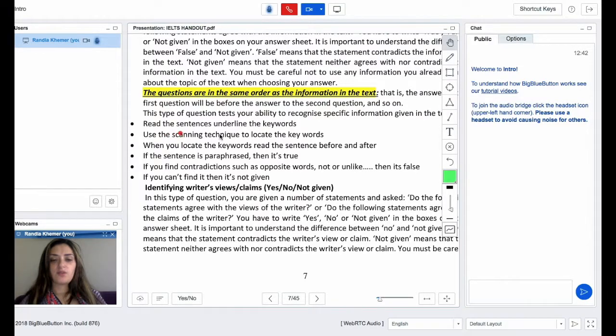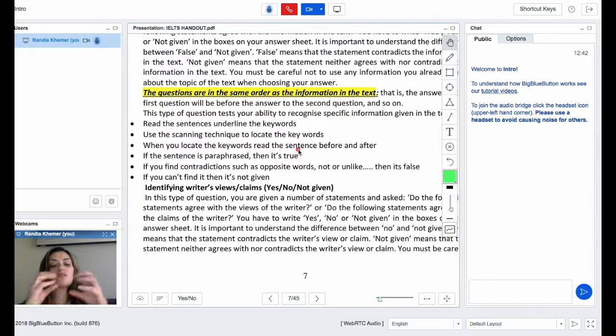Number 1, read the sentences and underline the keywords. Scan backwards so you don't read a lot. Then when you locate the keywords, remember, try to locate first the keywords that do not change, like any word that starts with a capital letter, or numbers. If you cannot find capital letters or numbers, look for phrases. If you cannot find phrases, look for root words.